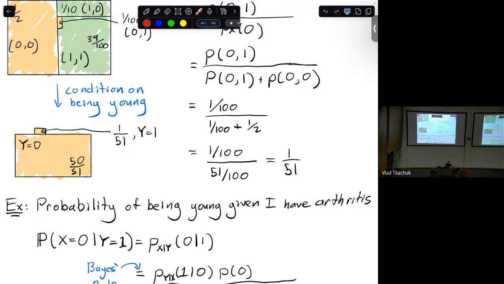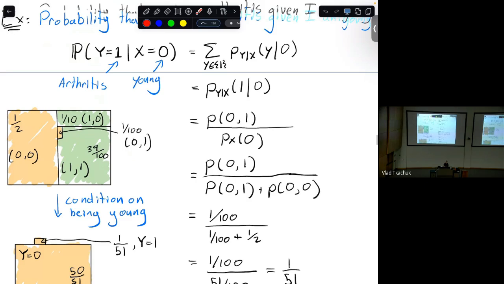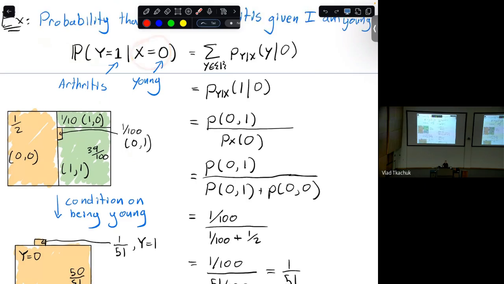And so you can do the calculation for any case. You can change the young from 0 to old, which is x = 1, and then you would do the same thing for this green area. And we can visually look at it. Oh my goodness, when you're old, the chance you have arthritis seems to be much, much higher than if you'd been young. So that seems to be different. It seems to actually depend on if you're young or old.